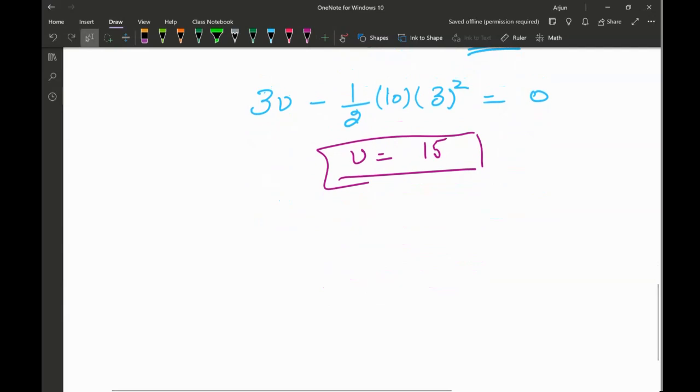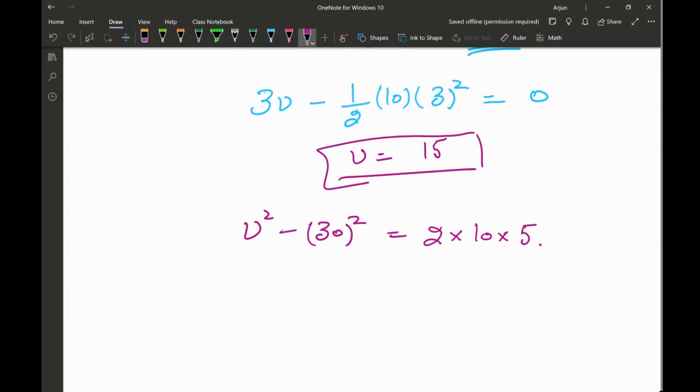Now, the next question is v square minus 30 square equal to 2 times 10 times, I'm going to put this value as 5. I want to solve for v. How are we going to solve for this v? So v square will be equal to, this 30 square is equal to 900, and this is equal to 10 times 5 is 50, times 2 is 100.